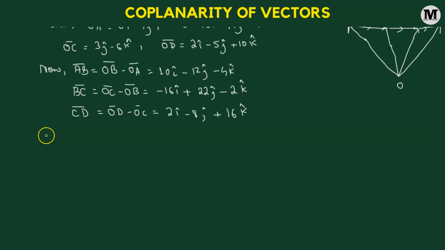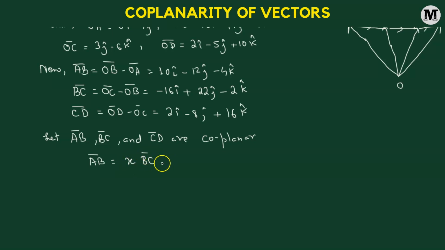Now, let's assume that AB vector, BC vector, and the vector CD, let's say these 3 vectors are coplanar. If they are coplanar, then by definition, we can pick up any one vector at a time. So that means let's pick up AB vector and we can represent it as a linear combination of the other 2 vectors. That means AB vector is going to be equal to x times the vector BC added to y times the vector CD.